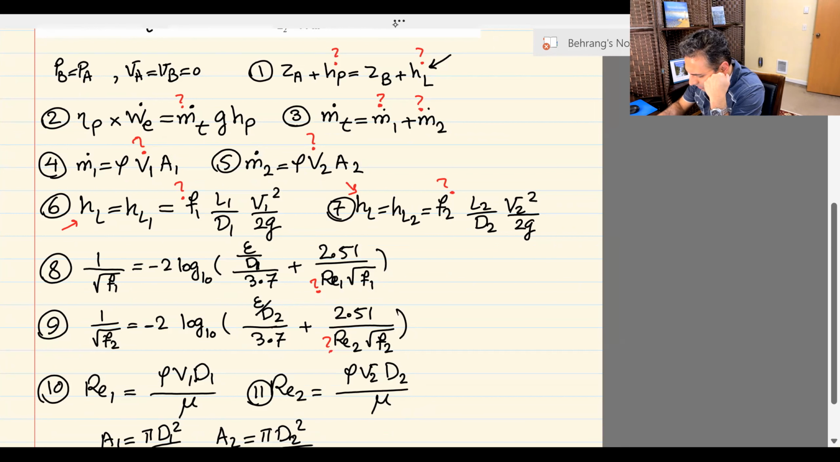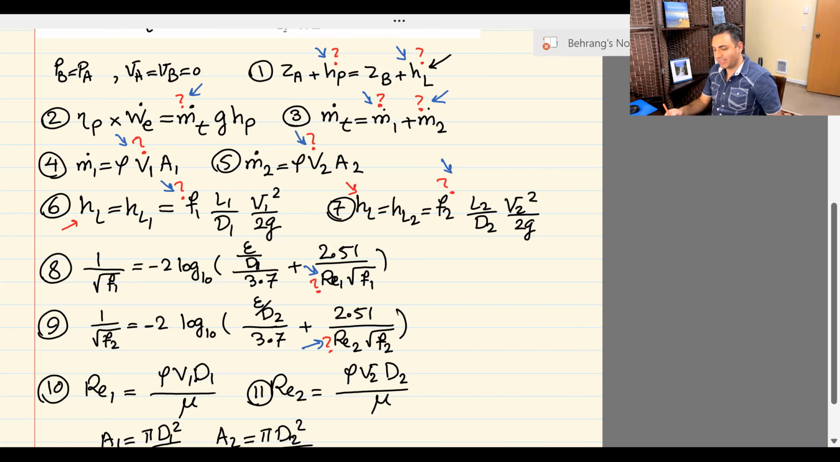The number of unknowns, I'm going to show with a different color here so we can keep track of that. These red question marks are the unknown values. That's number 1, 2, 3, 4, 5, 6, 7, 8, 9, 10, and 11. And I do have 11 equations. So I have 11 unknowns.